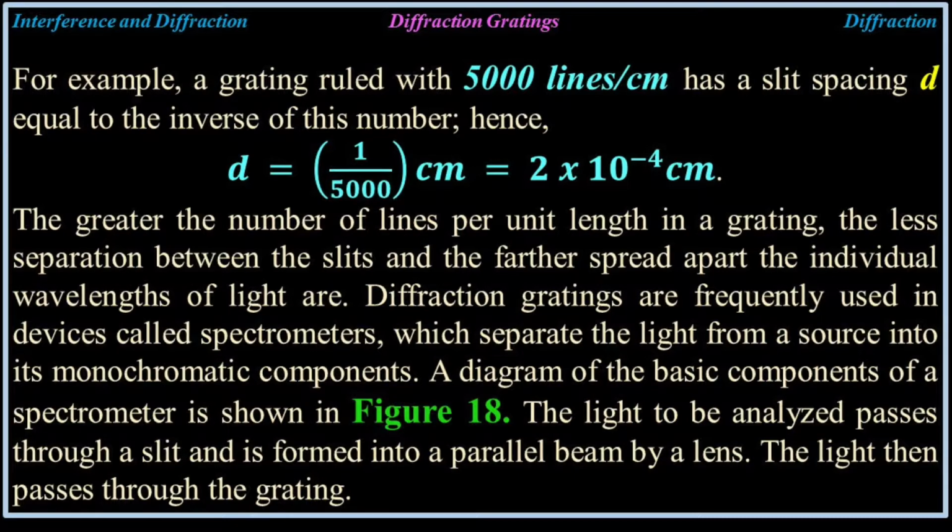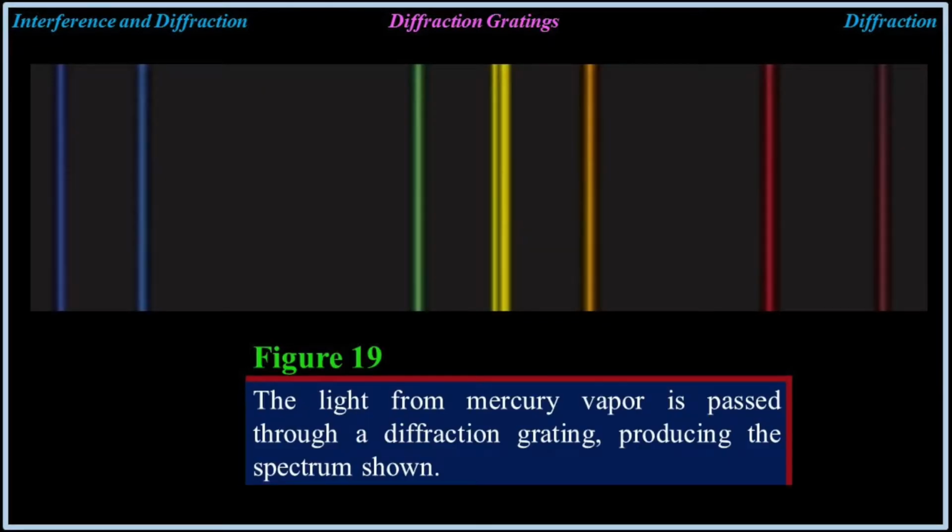Diffraction gratings are frequently used in devices called spectrometers, which separate the light from a source into its monochromatic components. A diagram of the basic components of a spectrometer is shown in figure 18. The light to be analyzed passes through a slit and is formed into a parallel beam by a lens. The light then passes through the grating. Look back at the figure. Always refer back to the figures.